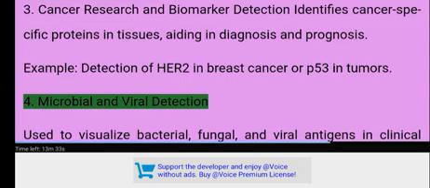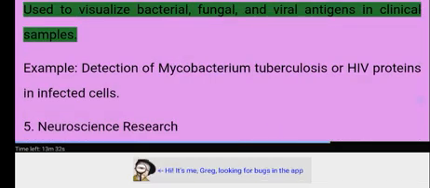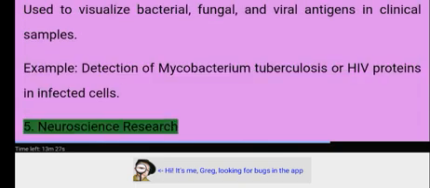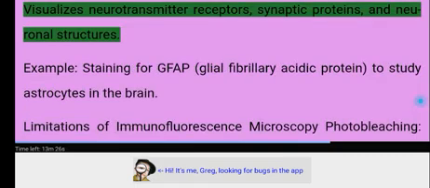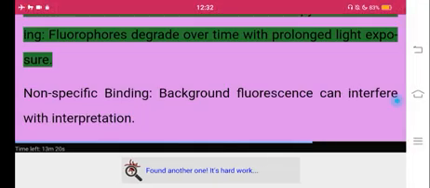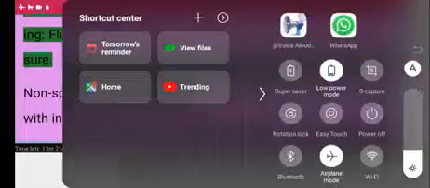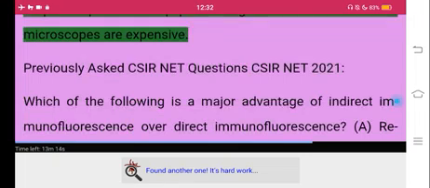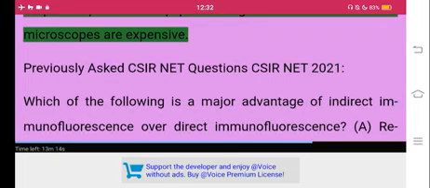4. Microbial and viral detection. Used to visualize bacterial, fungal, and viral antigens in clinical samples. Example: detection of Mycobacterium tuberculosis or HIV proteins in infected cells. 5. Neuroscience research. Visualizes neurotransmitter receptors, synaptic proteins, and neuronal structures. Example: staining for GFAP, glial fibrillary acidic protein, to study astrocytes in the brain. Limitations of immunofluorescence microscopy: photobleaching. Fluorophores degrade over time with prolonged light exposure. Non-specific binding. Background fluorescence can interfere with interpretation. Requires specialized equipment. High-resolution fluorescence microscopes are expensive.